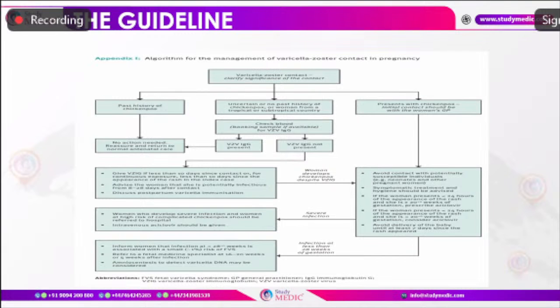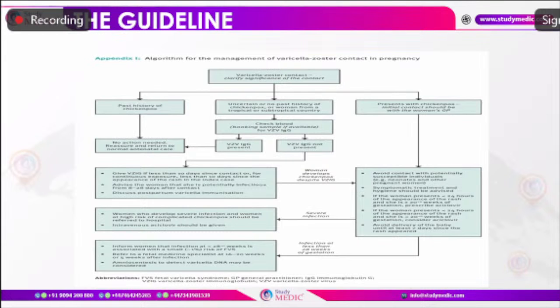However, if she's not sure of whether having a past history of chickenpox, then we have to check her blood to look for varicella zoster virus IgG. If IgG is present, means nothing else is needed in addition and she can go back to her routine care. However, if IgG is not present, then we have to start treatment. What to do if the woman has had a contact and already developed chickenpox? Means the woman is already infected. Now, what are we going to do?